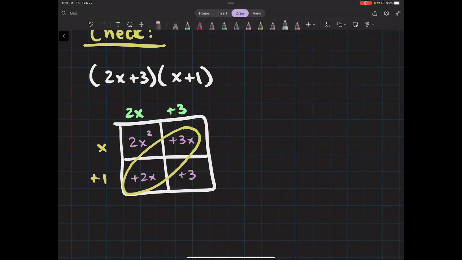Okay, so when you write it, you should get 2x squared plus 5x plus 3. And that is back to square 1, right? Okay, so that means you did it right.